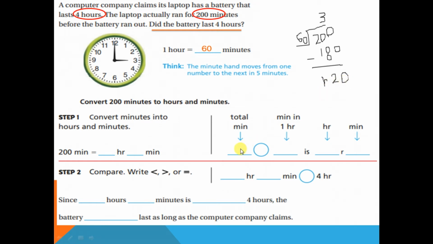So again, what we're going to do is divide 200 minutes by the minutes in each hour, which is 60. If you divide 200 by 60, it will give you 3 complete hours, and the remainder, which is 20.